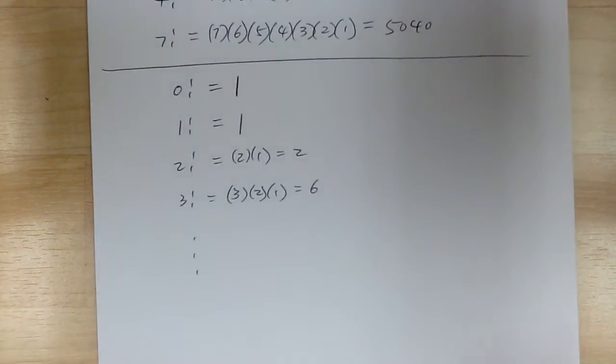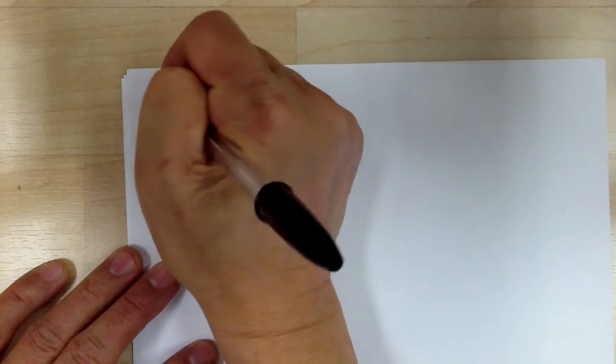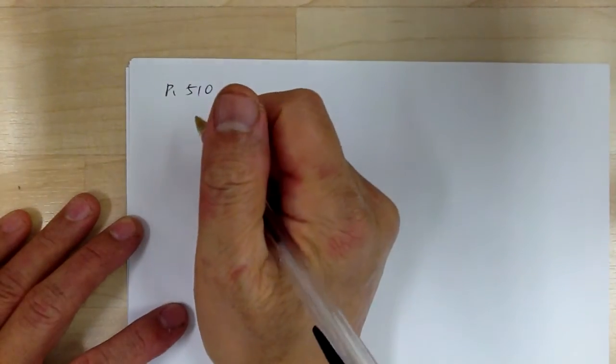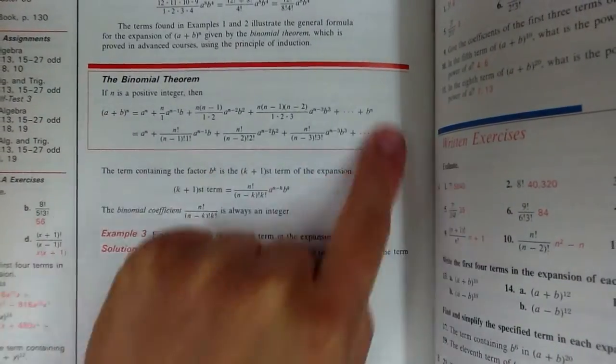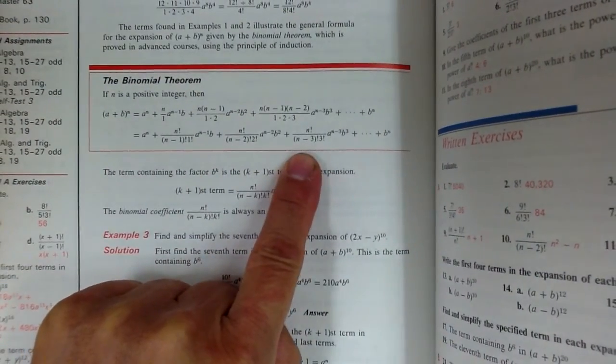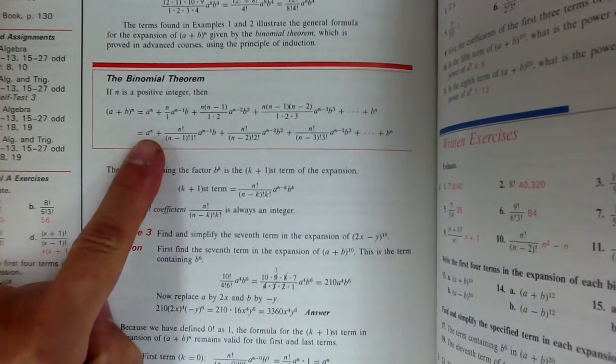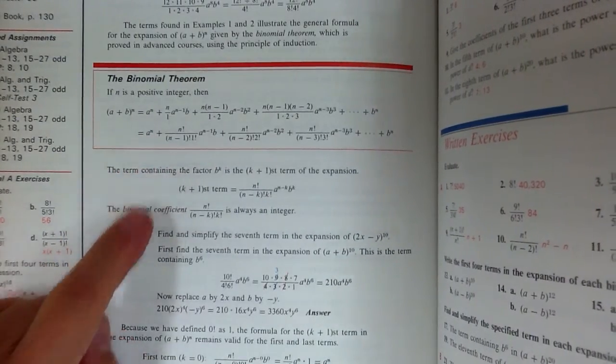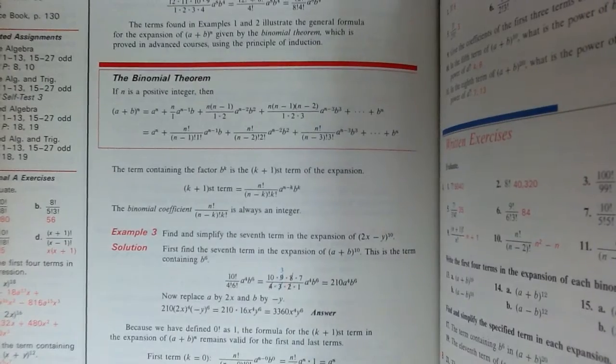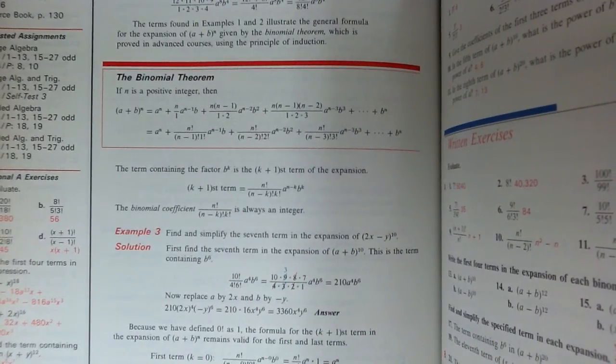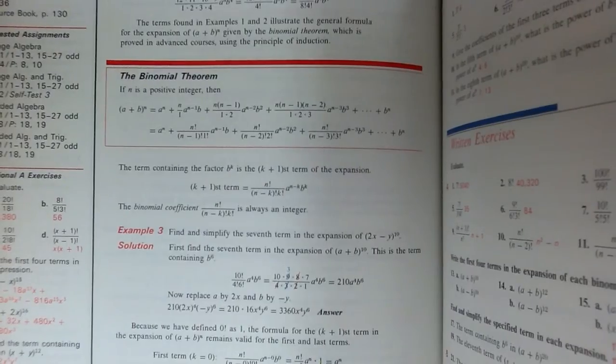Go to page 510. On page 510, you have this binomial theorem in the red box. If you look at this box, this is a very long formula, so you need to memorize it and use it. It sounds very complicated, but actually it's super simple. That's why you have a teacher to explain to you how it works. It's super simple. This is how it's going to work.